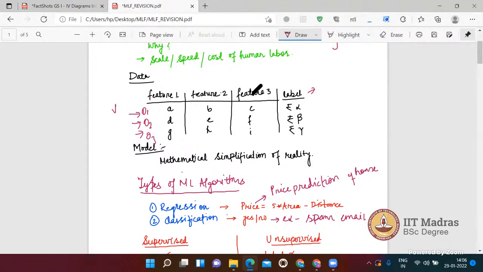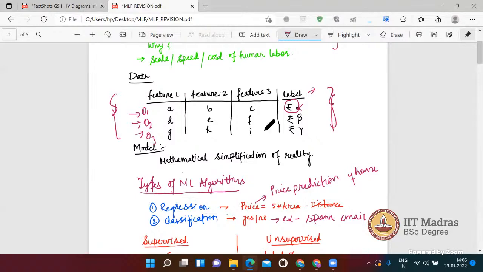And with the help of some algorithm, we can develop a model. For example, if this is the simple data we have been provided to develop an algorithm: if the value of feature 1 is A, feature 2 is B, and feature 3 is C, and the label, or the ground truth, or the rate of whatever we are predicting, has already been given as alpha, beta, and gamma for 3 observations. So this can work as a data set.